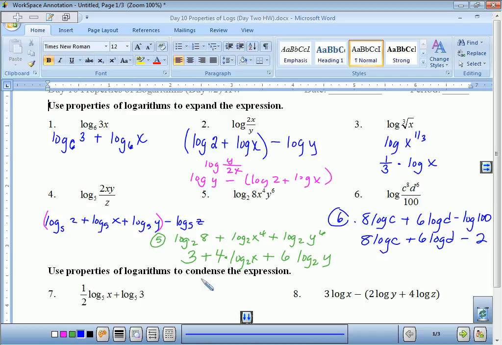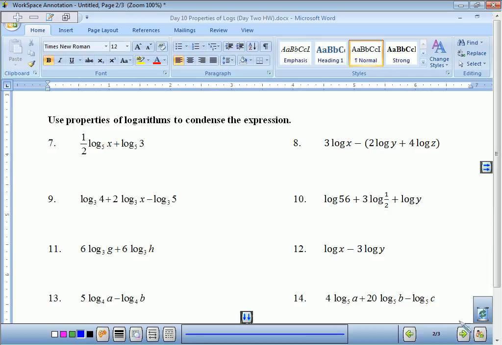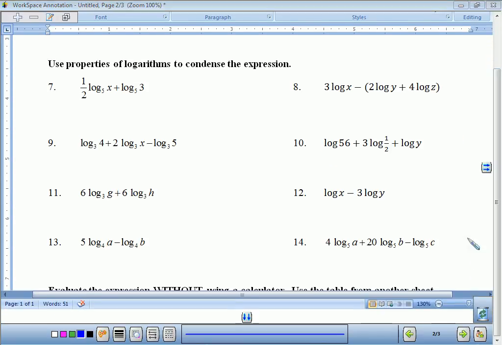Any other questions? All right, let's keep moving then. So, this one we're condensing, and whenever you see the word condense, that tells you you're going to write it as a single log, which means your answer will only have one log in it. That's it. So for this one, the 1/2 becomes an exponent, so we get log base 5 of x to the 1/2. The plus becomes times 3.